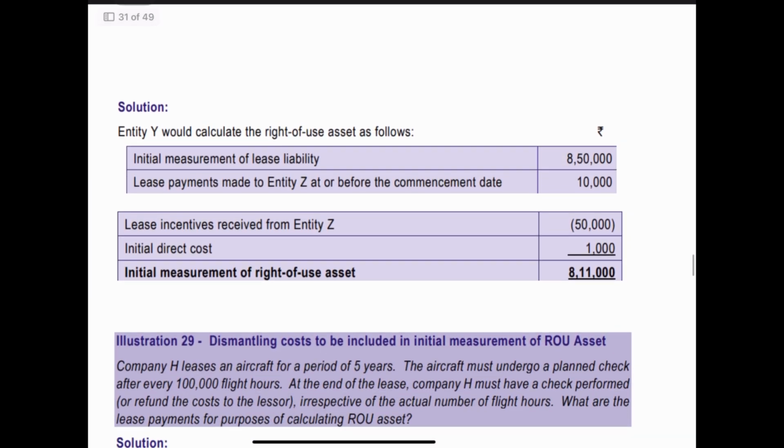Okay, so here it's given that 850,000 is the initially measured lease liability, so you have to take that into account. And to the 850,000 you add the payment of 10,000 made to entity Z before the commencement date. And entity Y also receives a 50,000 rupees incentive, so that can be reduced from the initially measured lease liability. And the entity Y direct cost of 1,000 needs to be added. So after all these three adjustments, 811,000 is the initial measurement of the leased asset.